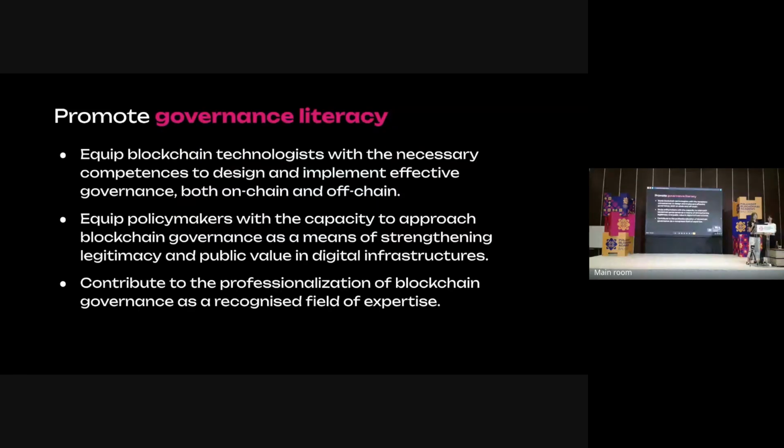And our educational goal is a very overarching one of just promoting governance literacy. So we want to equip you with the technologies. We really want to equip you with all of the competencies that you need to be able to design a governance system, to see which trade-offs have been made and why they have been made, and to also be able to upgrade them if necessary. And for the policymakers, we want you to be able to approach it as a means of strengthening your current institutions. And overall, we just want to contribute to the professionalization of blockchain governance as a field of expertise.